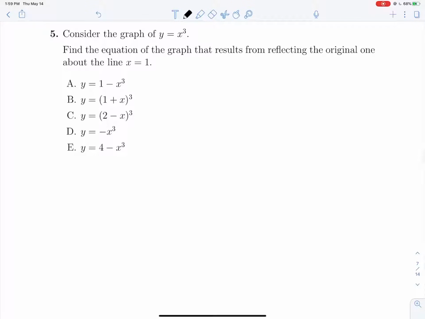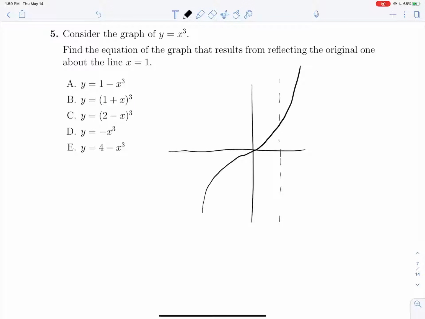Question 5. Consider the graph y is equal to x cubed. So let's graph that out before we do anything. It'll look something vaguely like that. Find the equation of the graph that results from reflecting the original one around the line x equals 1. So here is x equals 1. What do we need to do to reflect it around that? Well, reflecting it will give us something like, nope, that's a little ugly, but I hope you see what I mean.